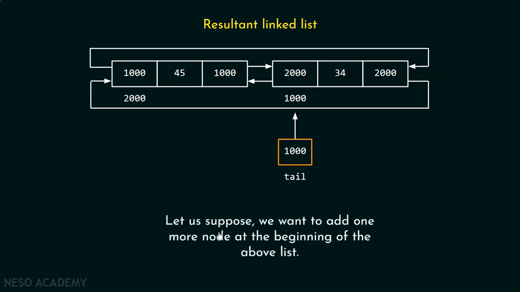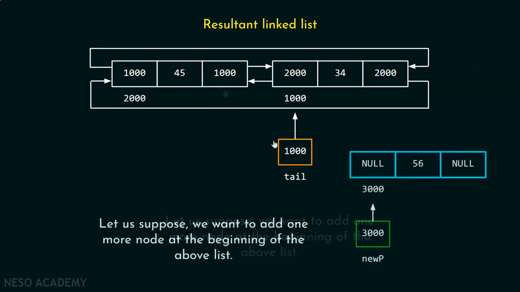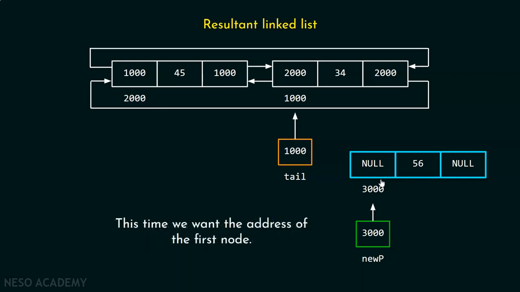Now, let us suppose we want to add one more node at the beginning of the above list. And this is the new node we want to add at the beginning of this node. For this purpose, we want the address of the first node, right? In the previous case, we just had one node in the list, and that is the first node of the list as well as the last node of the list. But in this case, we have 2 nodes. We need the address of the first node.